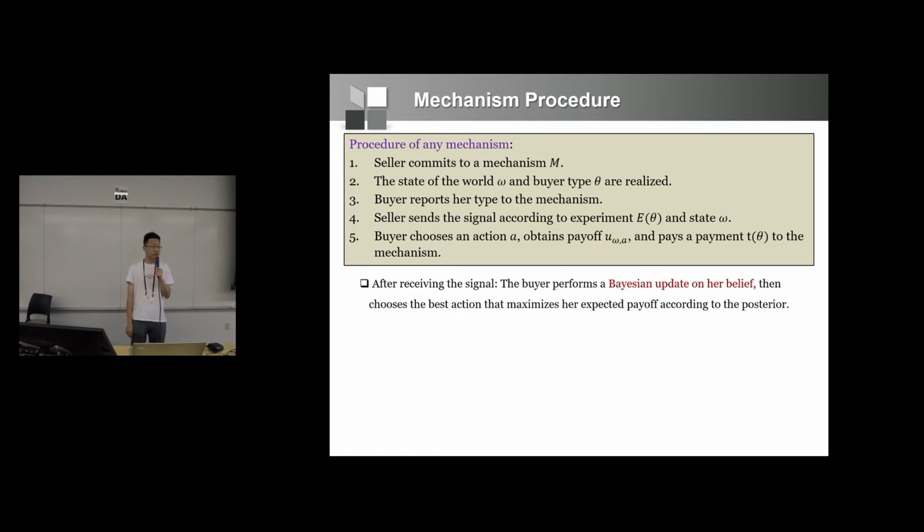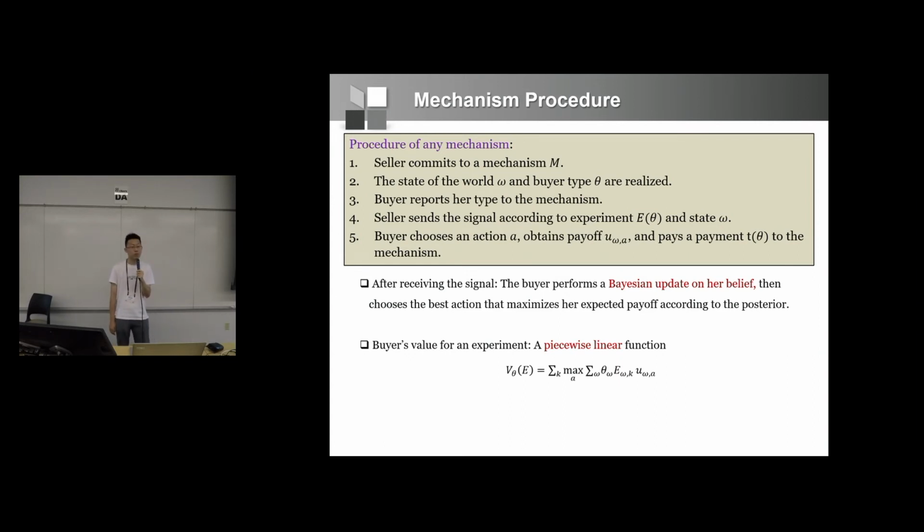One note about the last step is that after receiving the signal, the buyer will perform a Bayesian update on their belief, then choose the best action that maximizes her expected payoff according to the posterior. According to this fact, we are able to compute the buyer's value for an experiment, which is the expected payoff if she receives the signal from some experiment. This is the formula, and one thing to note is that this is a piecewise linear function. So here's an example.